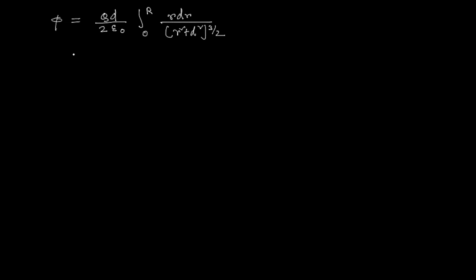When you do the integration of this term, what you'll get? I think few days ago we have done exactly the same integration. So what will be the value of this integration? It will be simply minus 1 by under root of r square plus d square, and then we have to put the upper limit and lower limit. So lower limit is 0 and upper limit is capital R.